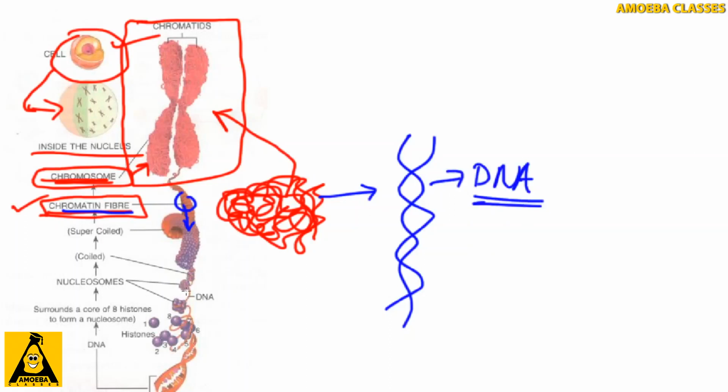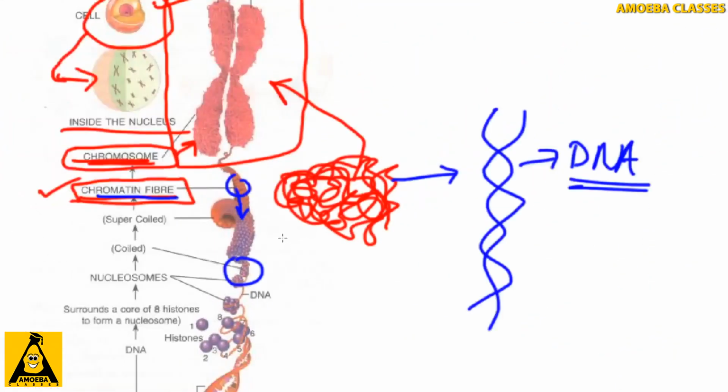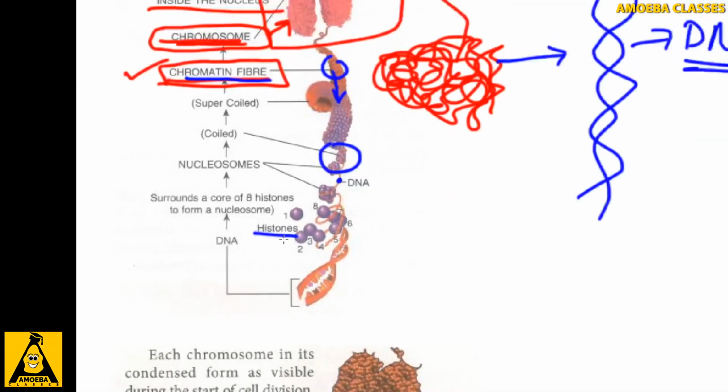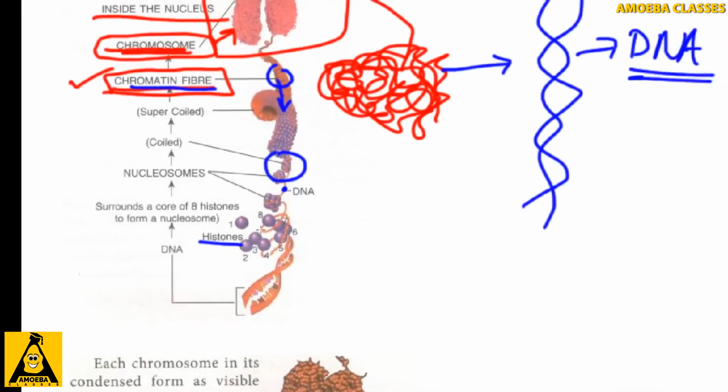Now if you take a close look at this DNA that I have made over here, it is coiled around a structure made of proteins, and these proteins are called histones. What are these proteins called? These are called histones. There are a total of 8 histone proteins.